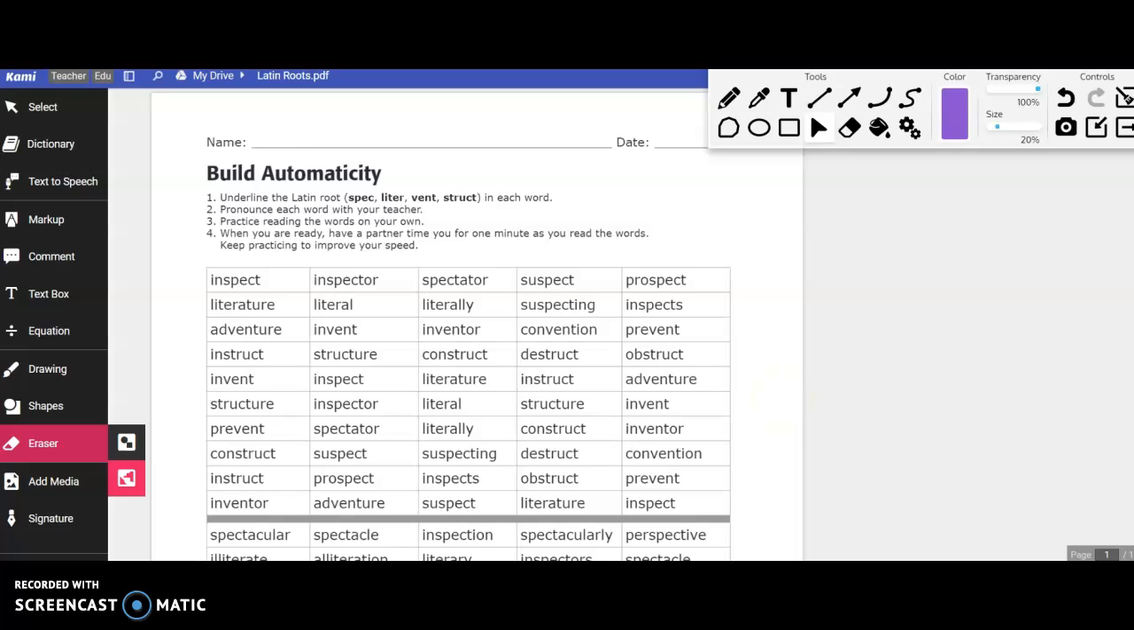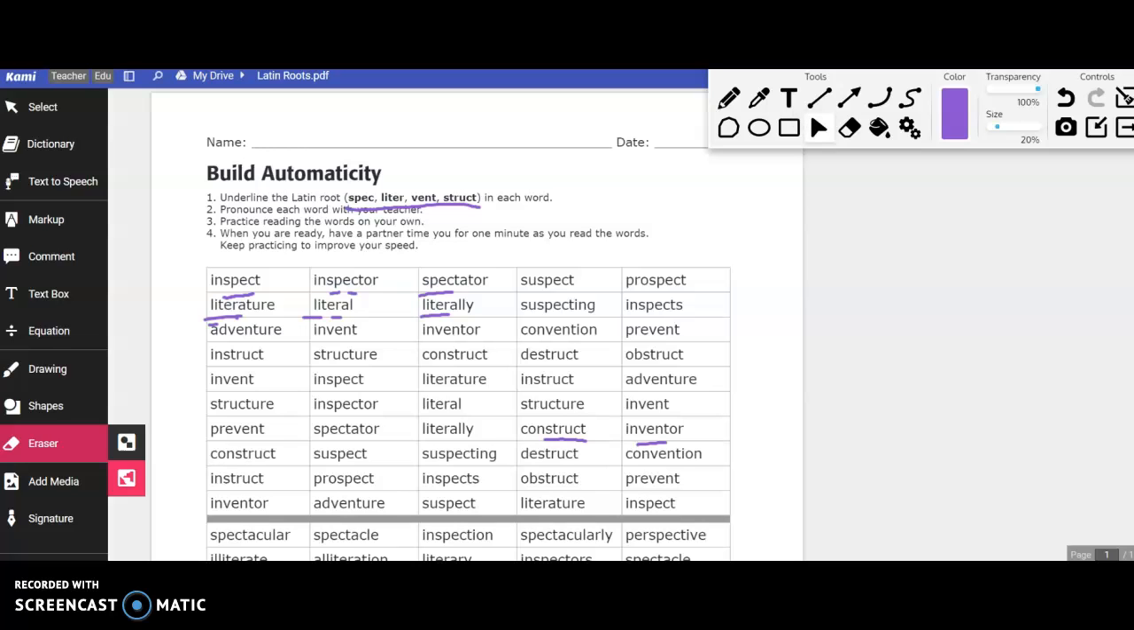for example, I guess I should make sure I show. So speck, you'd underline speck, speck, speck, okay? Rest of that line. Liter, litter. Okay, you're underlining it. Say I have struct down here, vent. Whichever one it has, that's what you are underlining in each word.